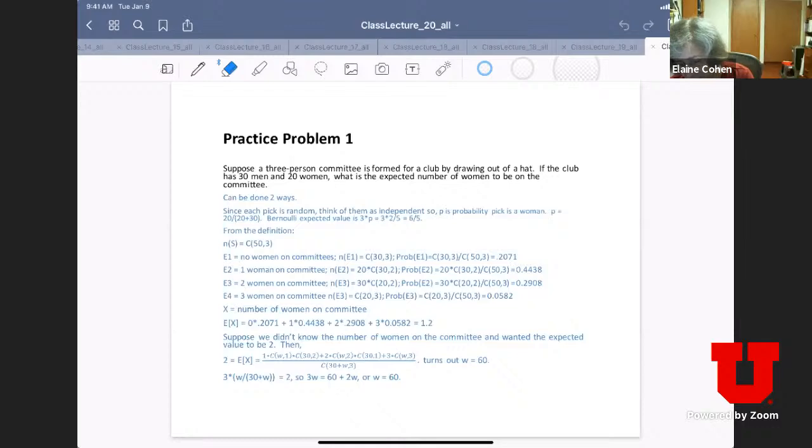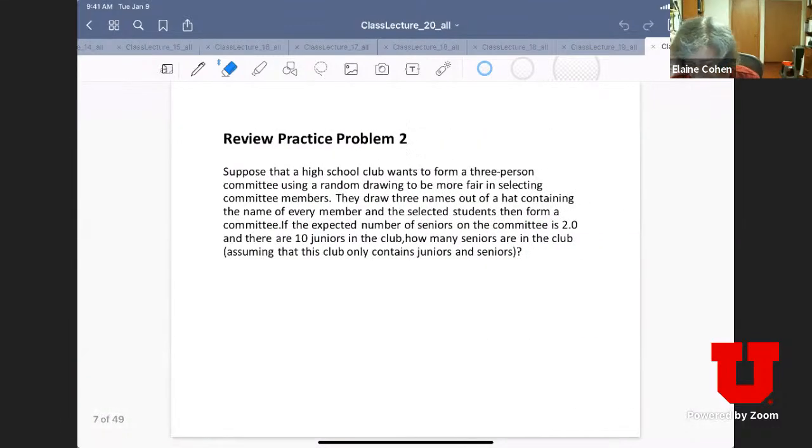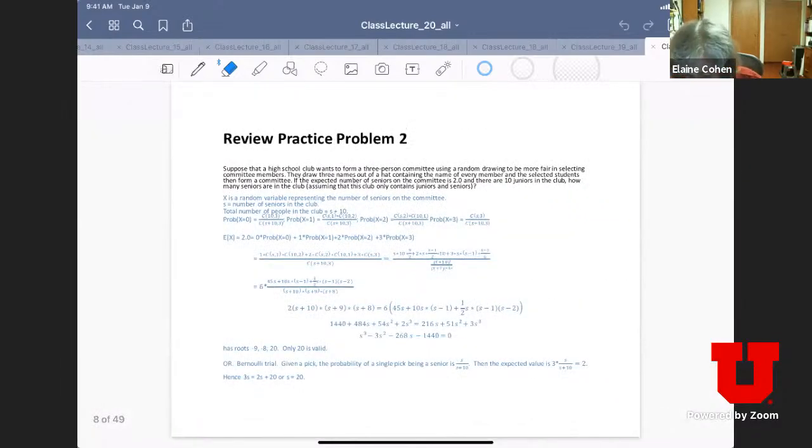Okay, so if we go on from that, we look at your homework problem. And your homework problem is the same thing, except now we're asking the number of seniors. When there are 10 juniors, we ask how many seniors so that there will be 2 seniors on the committee. What's the expected value to have 2 seniors? So in that case, we've got lots of lines here. Okay, so let's go through it.